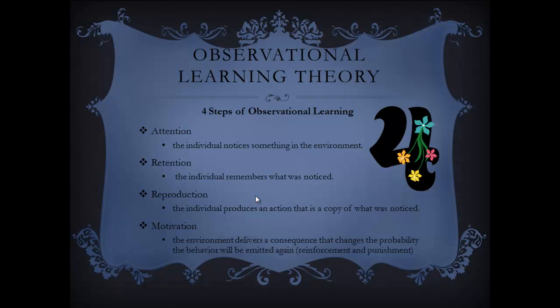Then we have reproduction. The moment arises, and this student wants to copy what they saw, so they'll try smoking. And our last step is motivation. Motivation is the part where the environment delivers a consequence that can completely change the probability of whether the behavior is going to be emitted again.